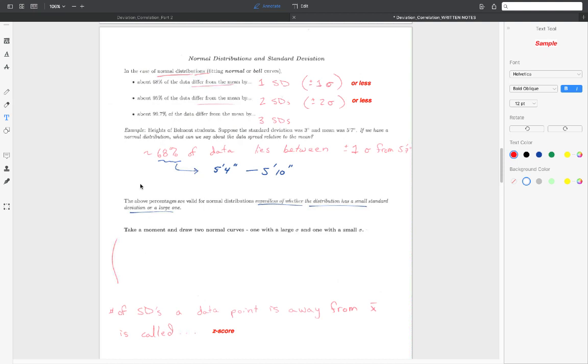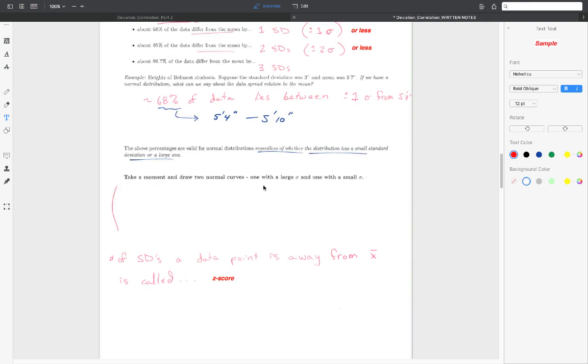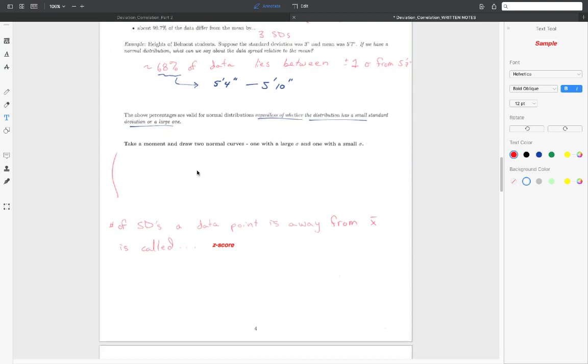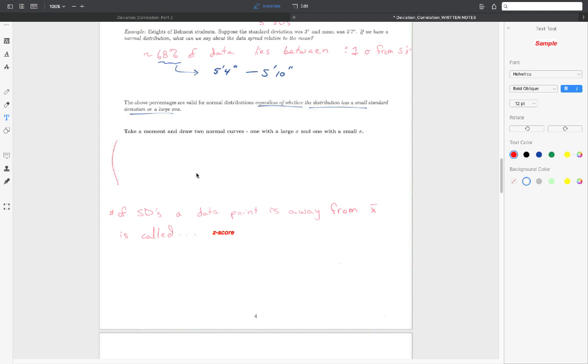So these percentages up here are valid for normal distributions, regardless of whether the distribution has a small standard deviation or a large one. And I even encourage you to take a moment and draw normal curves, one with a large standard deviation, one with a small one. Our bridge from here to this next example is that measuring how far a data point is away from the mean makes most sense to do in terms of standard deviations.